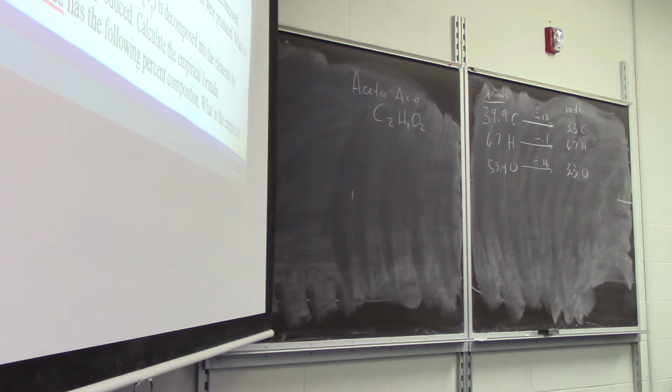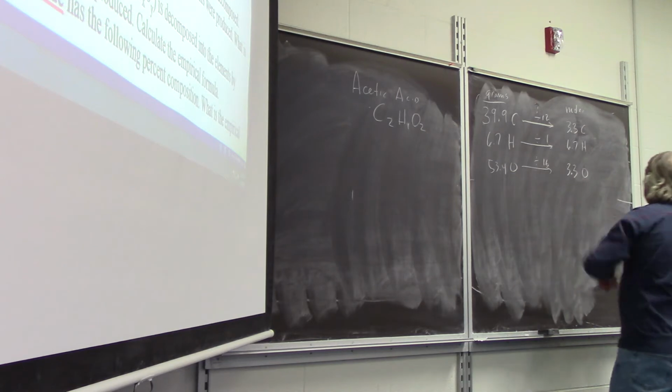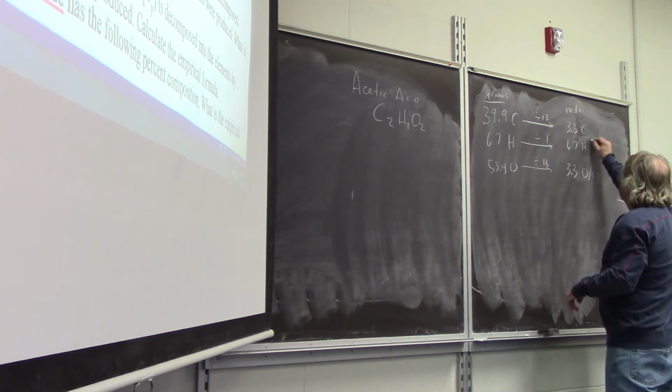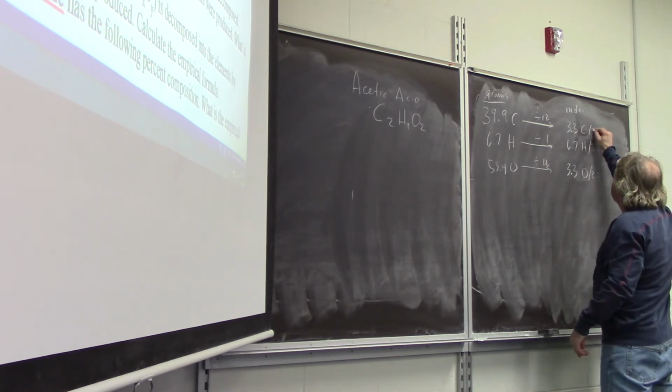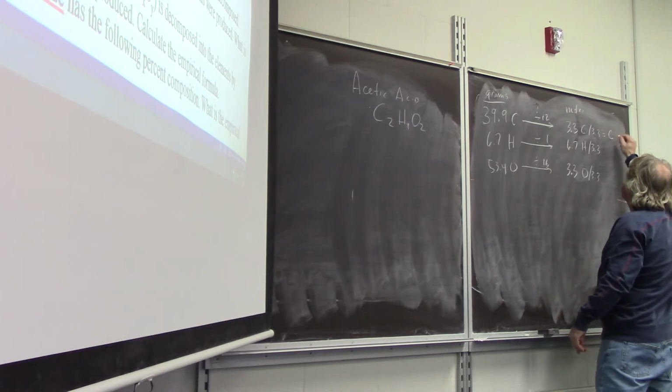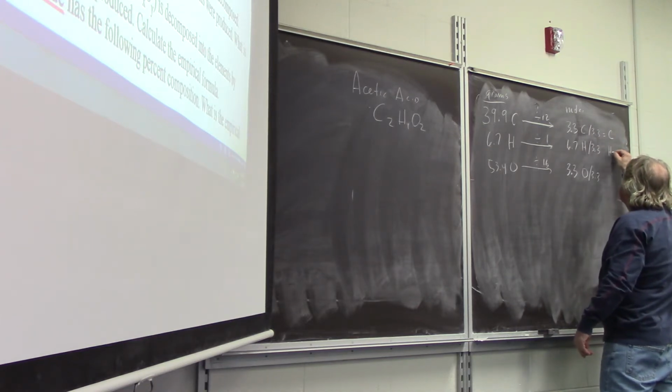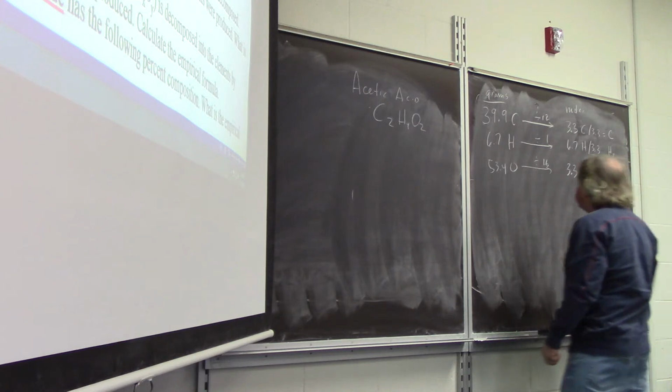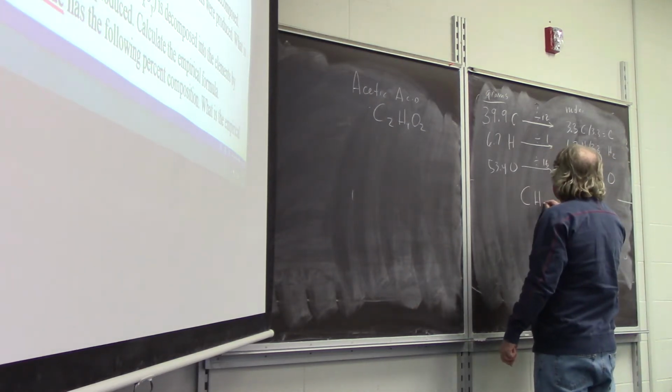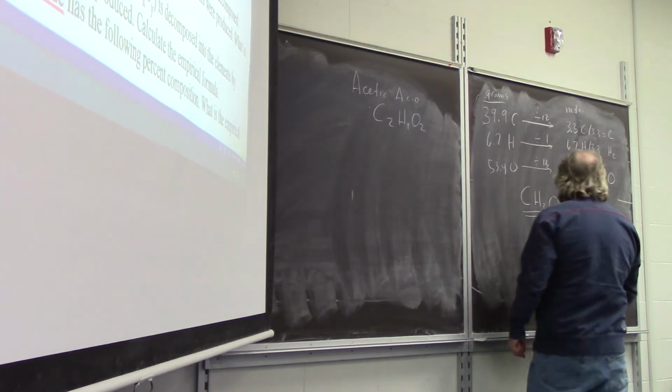All right, so divide by the smallest of these numbers, 3.3, and we get CH2O. So that's the empirical formula.